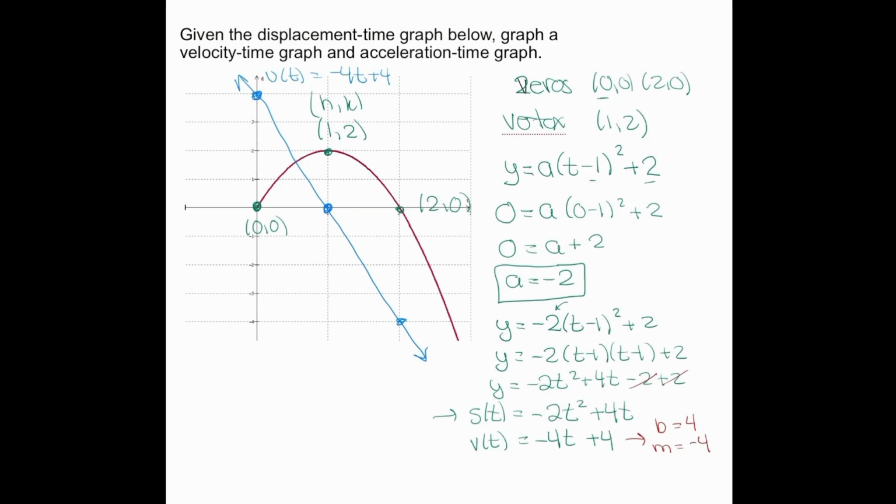Now let's do the same thing for the acceleration. Acceleration is just the slope of the velocity time graph. So in order to turn this into an acceleration time equation, I am going to take the derivative of this one. My derivative of negative 4t plus 4 is just negative 4. And so that means that if I were to draw this on the graph, my acceleration is right here at negative 4. So that is a equals negative 4.